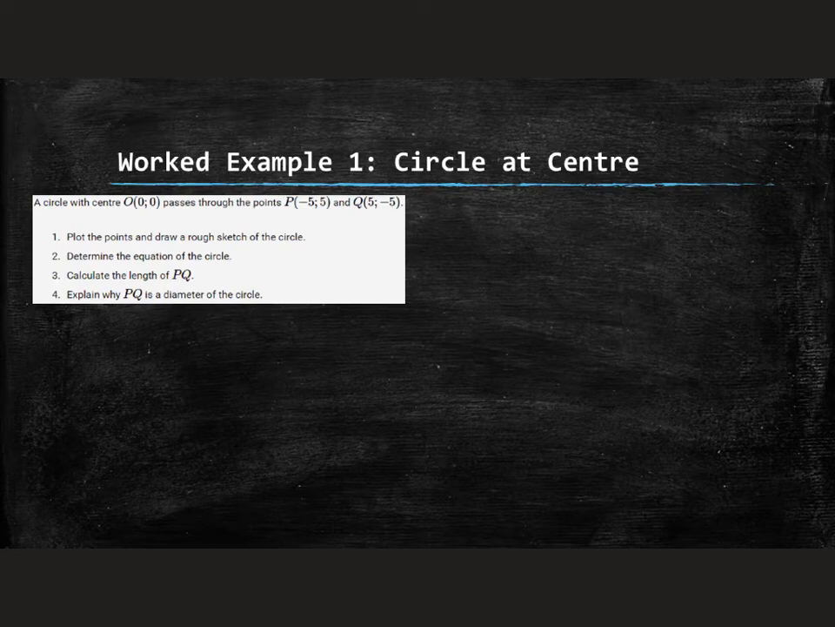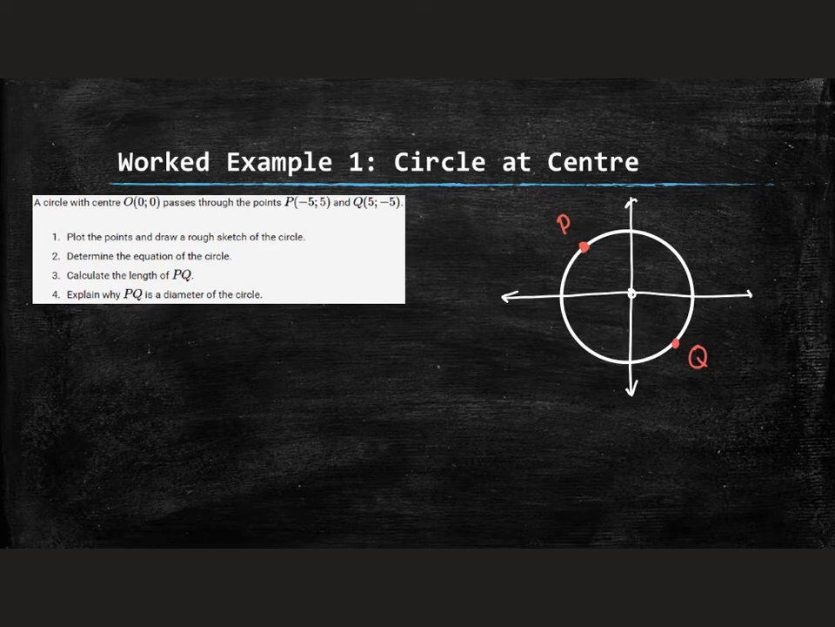First part, I'd like you to pause the video right now and sketch this diagram. Draw a circle that's centered at 0, 0, and passes through these 2 points. Go for it. Okay, good. So you should have something like this, points P and Q. What we notice about these points P and Q is that this is minus 5, 5, and this is the point 5, minus 5. And you really now need to start to look at these things, because these 2 points are the mirror images of each other. The x and y values have been mirrored on the y equals x axis. So this is our rough sketch. Our rough sketch says plot the points and draw a rough sketch of our circle. That's beautiful.